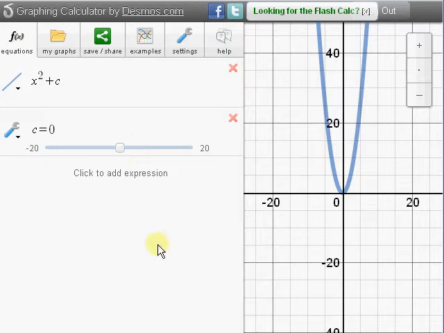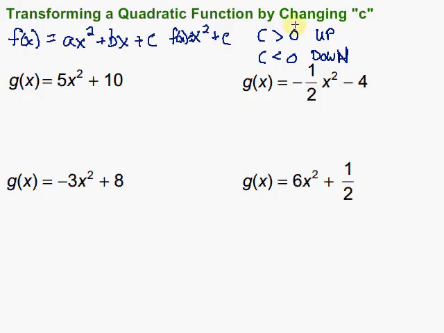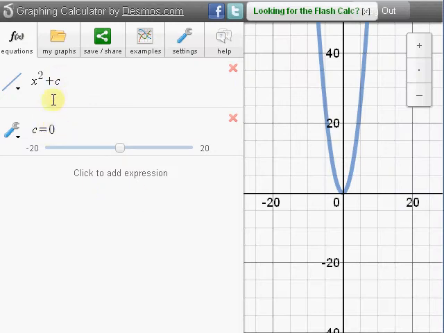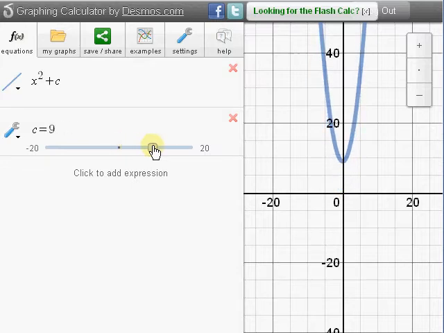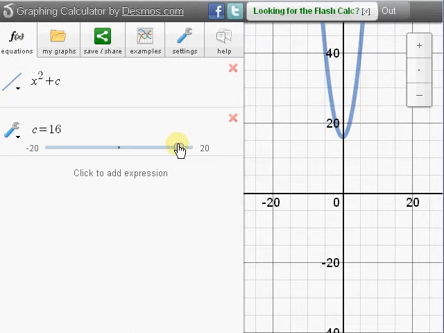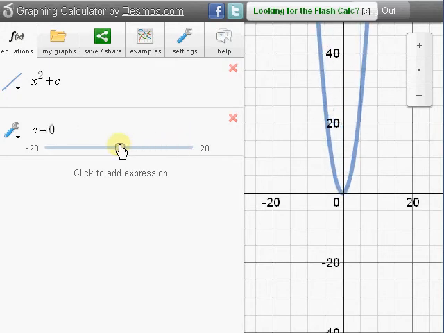So what we said was that if the value of c is greater than 0, the graph should move up. Okay, well, let's take a look. As it sits right now, it's just the function x squared. If the value of c gets larger than 0, it should move up. So let's check. There we go. It's moving on up. Notice that the shape of the graph stays exactly the same, but it just moves up. Okay, so when it was greater than 0, we moved up.